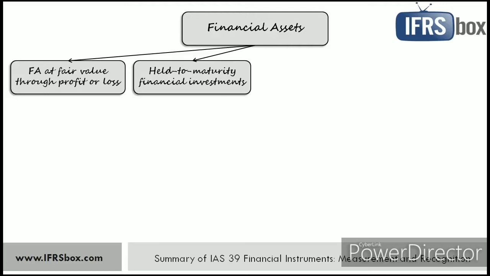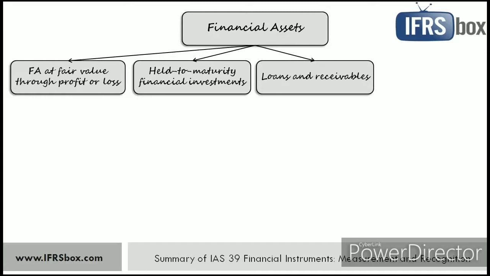The third category is loans and receivables. Those are non-derivative financial assets with fixed or determinable payments that are not quoted in an active market, other than those that the entity intends to sell immediately or in the near term. These would be held for trading. Other than those designated at fair value through profit or loss upon initial recognition. Other than those designated as available for sale, and other than those for which the holder may not recover substantially all of its investment other than because of credit deterioration.